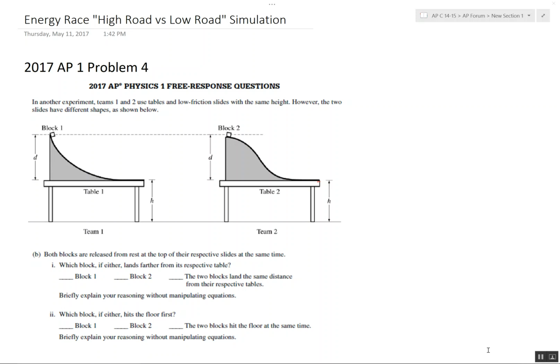The 2017 AP1 Problem 4 inspired me to make a simulation. It's a classic question I like to call high road versus low road. You have two blocks. They start at the same height, they end at the same height, but how they get there is very different.